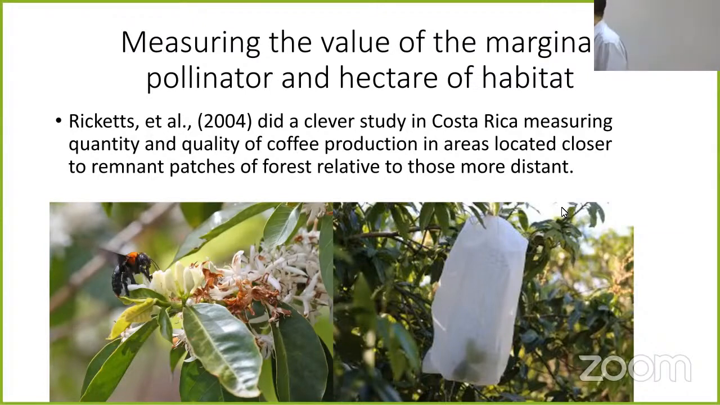Exclude the pollinators from the plant by putting this fine mesh bag around it. So wind and sunlight can still get to the flowers, but bees can't. And so why did they do this exclusion? Well, they wanted to compare, go on to the next slide.